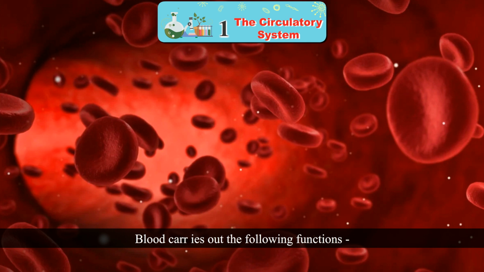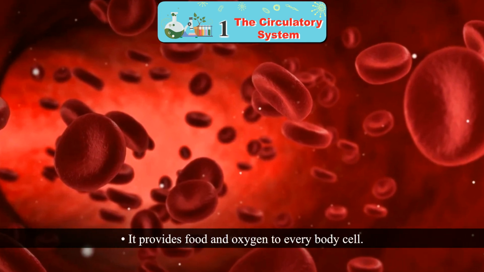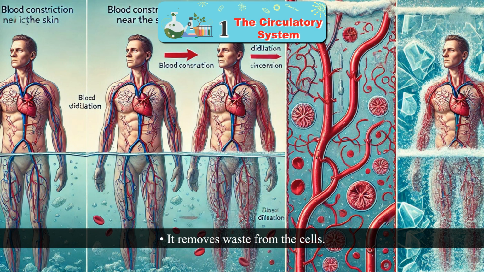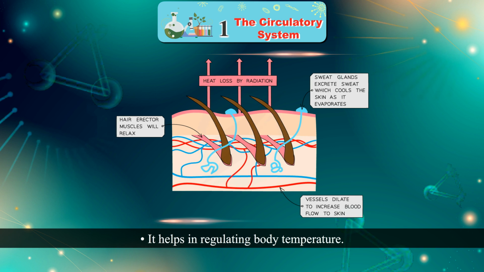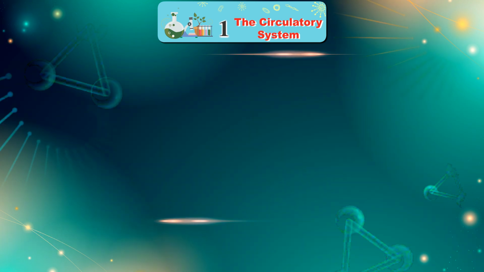Functions of blood. Blood carries out the following functions. It provides food and oxygen to every blood cell. It removes waste from the cells. It helps in regulating body temperature. It protects the body against infection.